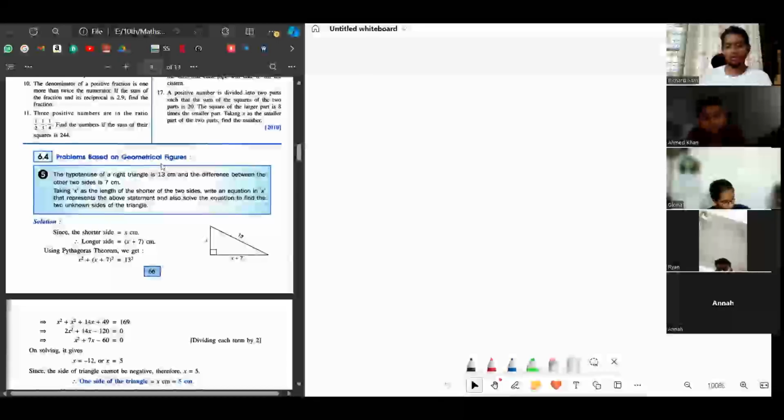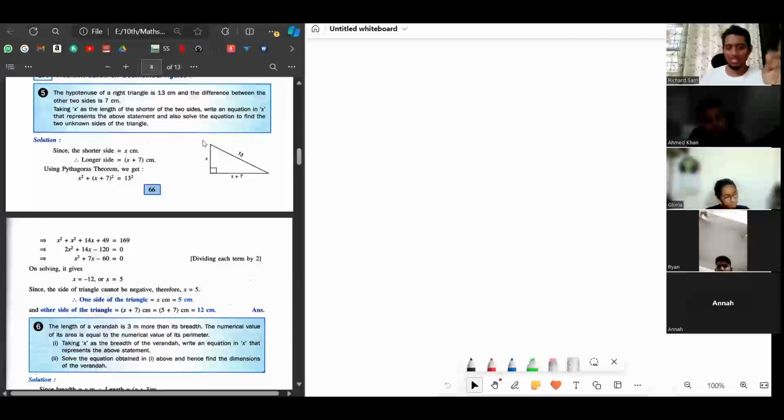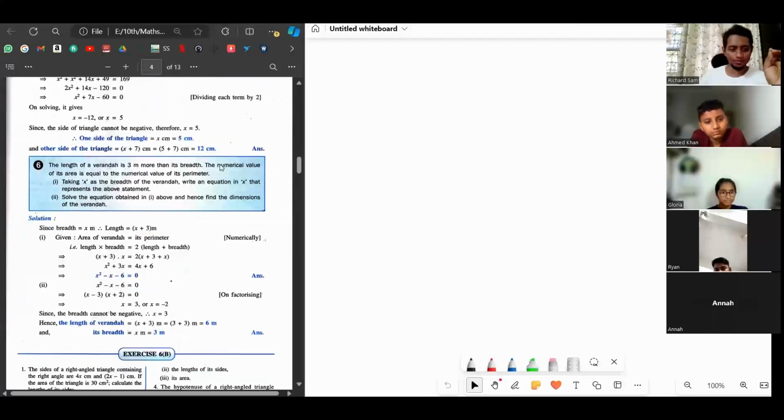Then you have problems on geometrical figures, and the geometrical figure that you have is a triangle. You'll have to find sides and make equations out of the sides. In that, you'll be using the hypotenuse and sides. What formula is there regarding the sides of a triangle? Pythagoras theorem. So you'll be using the Pythagoras theorem over here.